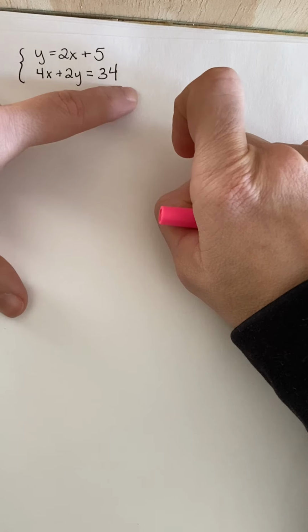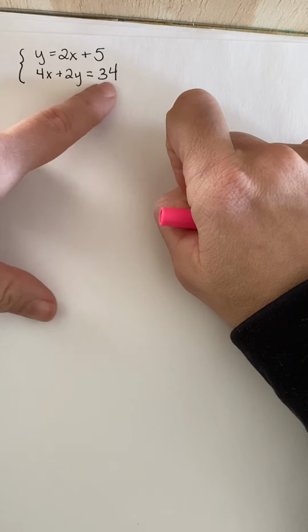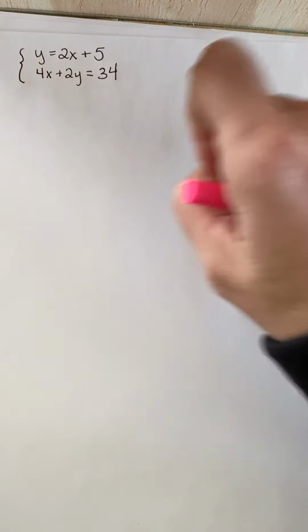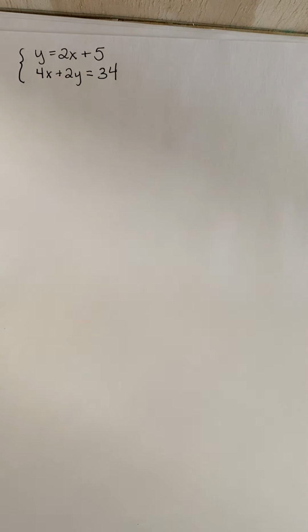Let's subtract 4x over to the other side. We could divide everything by 2 and get y by itself. That's a good exercise for students for later in mathematics. But for this one, I'm going to use the substitution method.